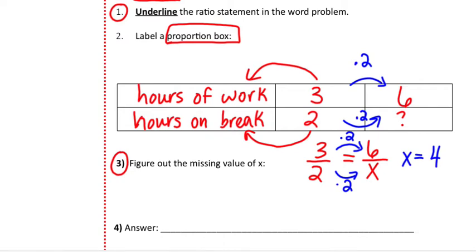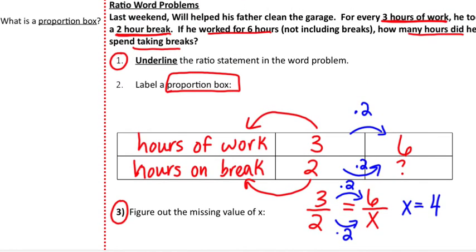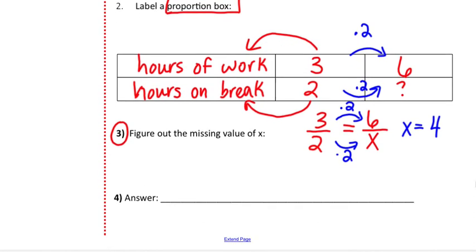The last thing we're going to look at is that you write your answer as a complete sentence. This causes you to slow down, go back to the question, and make sure that you're answering it. The question said, if he worked for 6 hours, how many hours did he spend taking breaks? Well, I know my answer is 4, but I want to know, what does that mean? What does it represent? It represents the number of hours he spent on break, and it's easy to see because the word is break, and that's where my missing number was. So I know it's 4 hours on break.